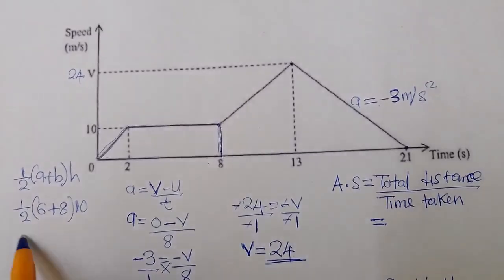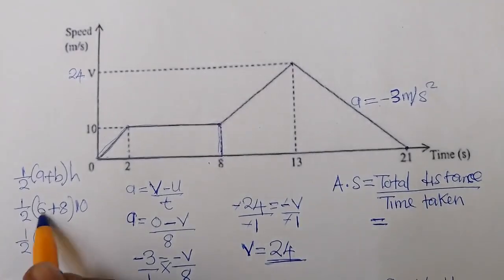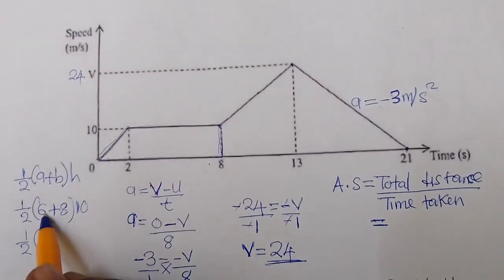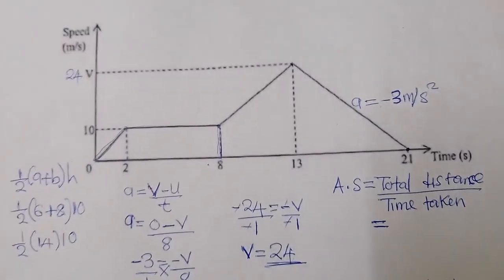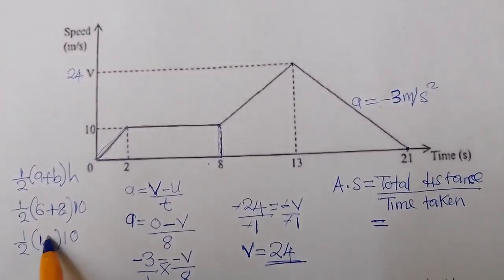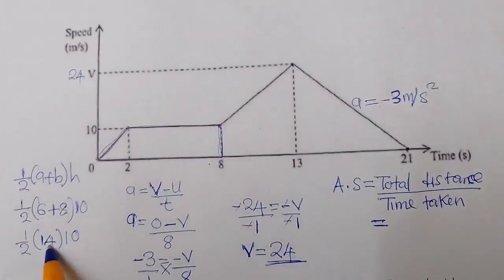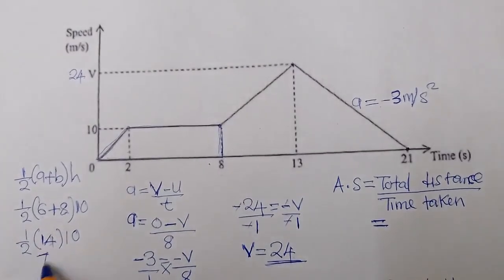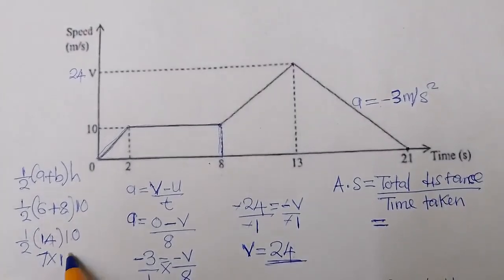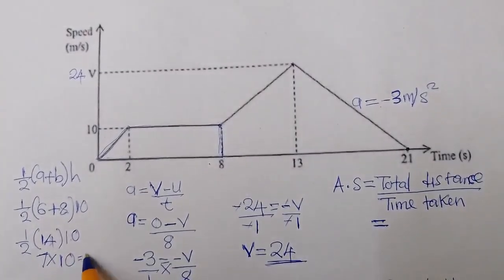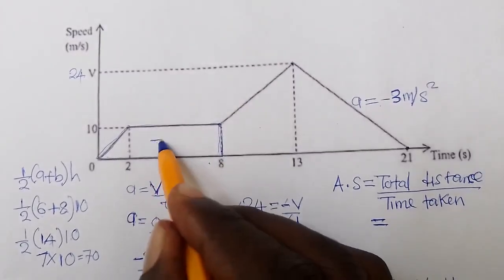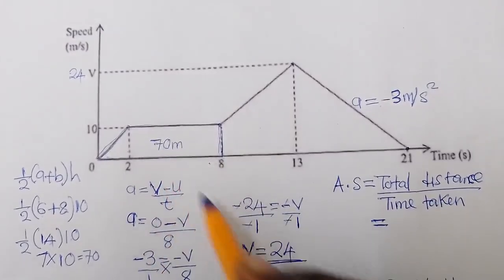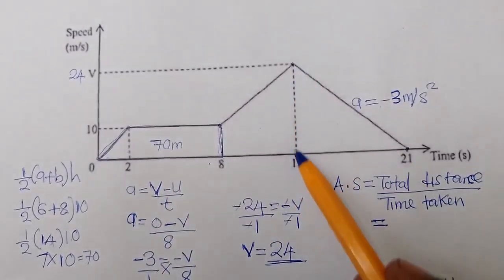This is what you also need to do. So then, half like this, and when you add here, what are you going to get? You're going to get 14. 8 plus 6 is 14, then a 10 there. Have you seen? Here, you continue, say 14 now. What is half of 14? 7. So that's the same as 7 times the 10 which is there. So this one will give you what? 70. So the distance for the trapezium here is 70 meters.